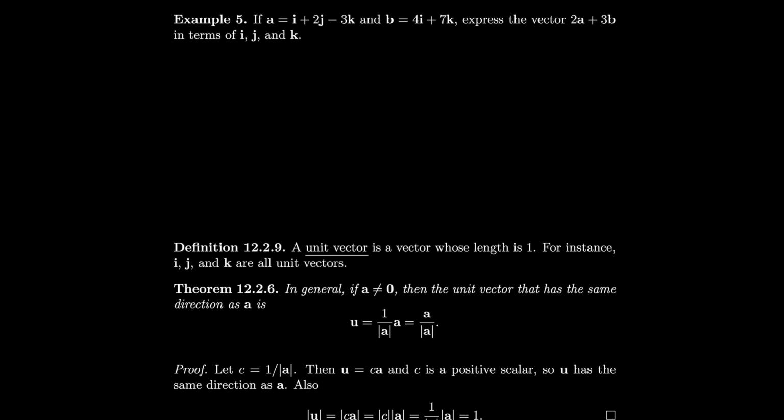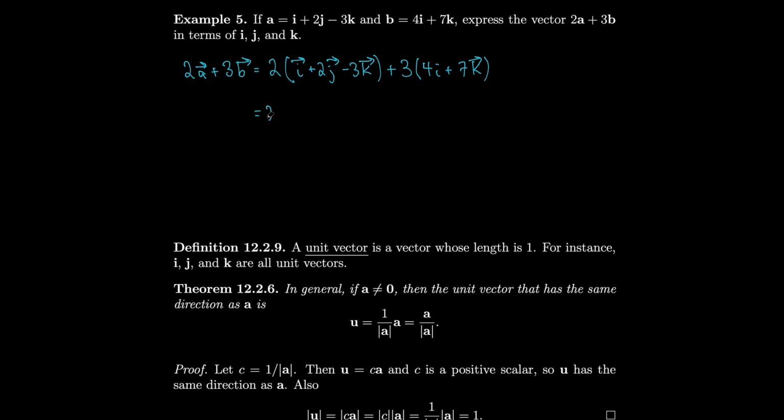So as an example, let's express the vector 2a plus 3b in terms of i, j, and k. So we've got 2a plus 3b equal to 2 times the vector for a in terms of i, j, and k, so that's i plus 2j minus 3k. Just another way of saying the vector 1, 2, minus 3. And then we'll add that to 3 times the vector for b, 4i plus 7k. Notice in this case it would be the vector 4, 0, 7 because j is 0.